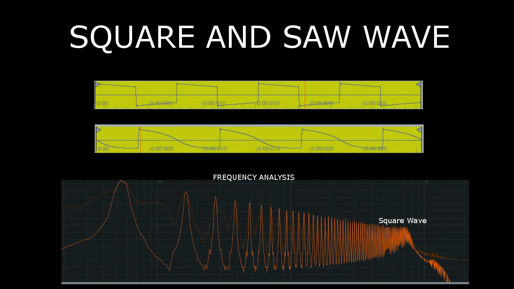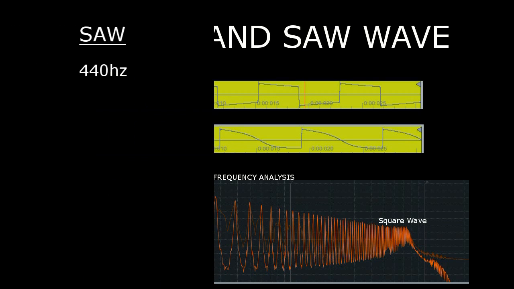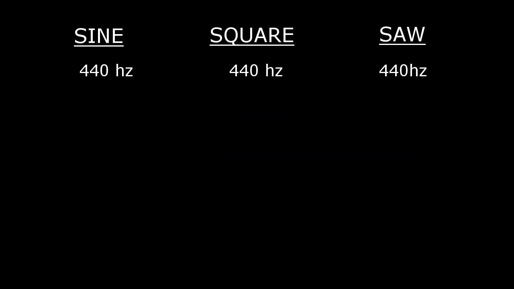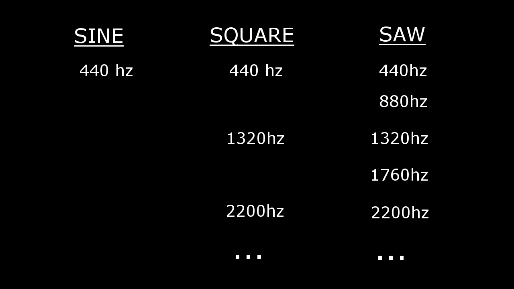The saw and square are much different. They have frequencies across the entire spectrum of audible sound. This is because they are built using many instances of sine waves. A sine, square, or saw playing a note of 440 Hz will all have the fundamental frequency of 440 Hz. But in addition to that, the saw and square wave will have additional sine waves at frequencies that are exact multiples of the fundamental frequency, called overtones.